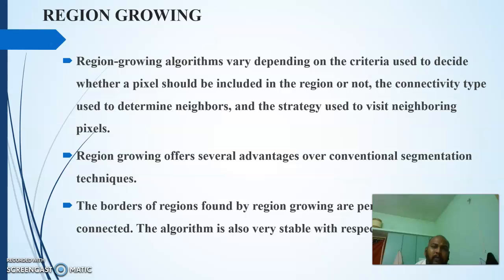There we will see one homogeneity criterion, and for neighborhood pixels we will see whether they satisfy that homogeneity criterion. If so, they will be merged with the region. So this will be the region growing algorithm. This is iterated again and again.